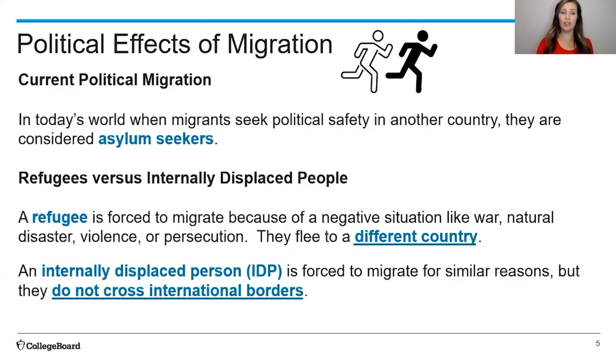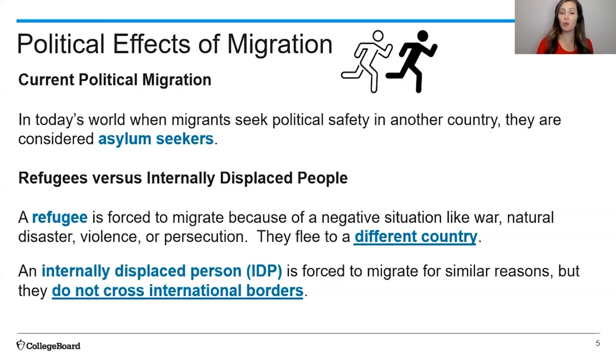In current political migration, we see several different things. In today's world, when migrants seek political safety in another country, they would be considered asylum seekers. They would have to apply in some cases and may or may not be accepted into that receiving country for that asylum status. Two other things that we'll talk about here with political effects of migration would be refugees and internally displaced people. And there is a distinct difference between the two.